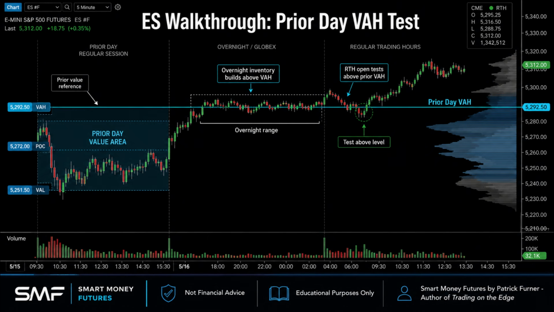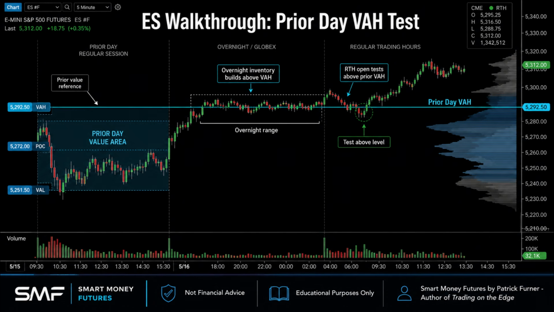Prior day value area high is marked. Overnight inventory has built a range above it. At the regular session open, price tests above the prior VAH. Question 1. What is the structural location? The prior day's VAH. This is a significant auction reference. The prior day's auction established fair value below this level. A test above it is the auction asking, is this price also fair value?